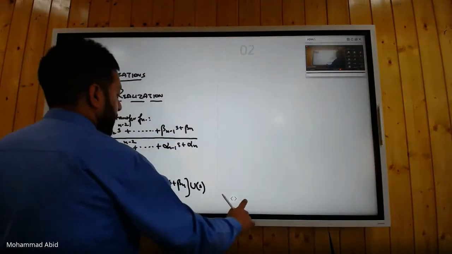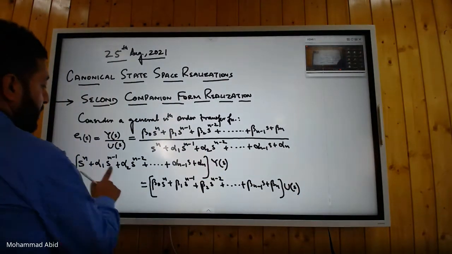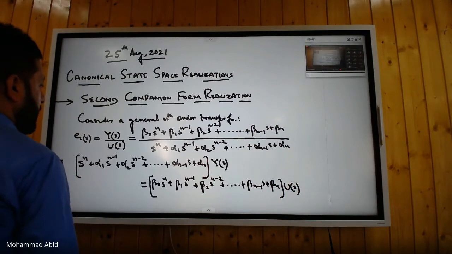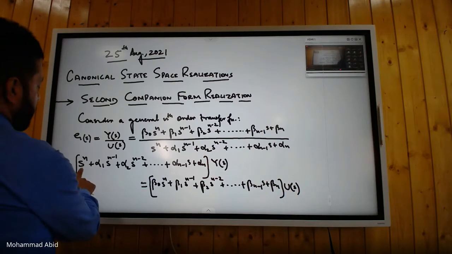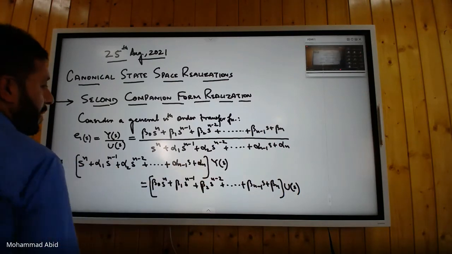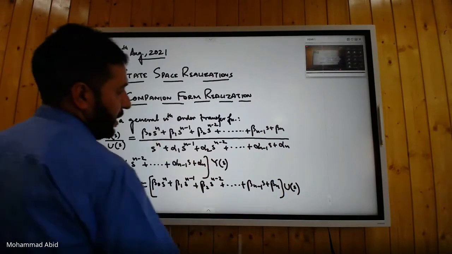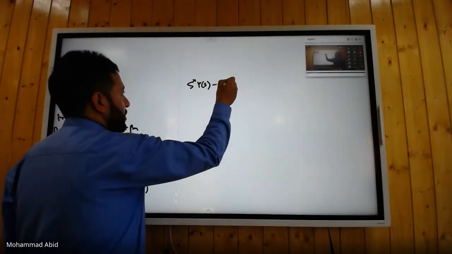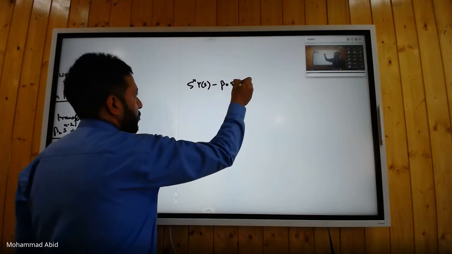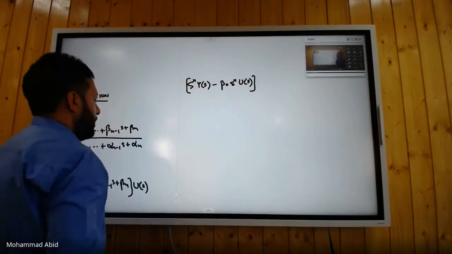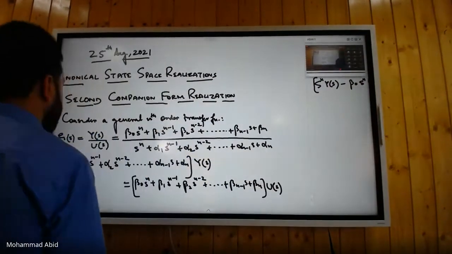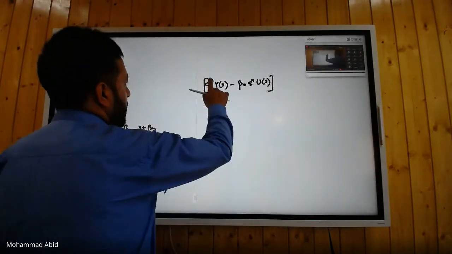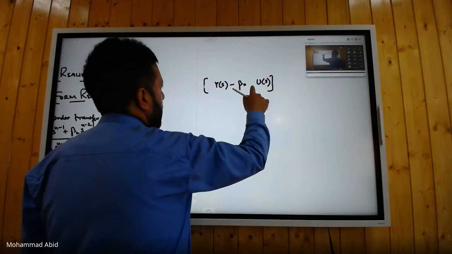After that, I combine the terms. Like s to the power n term is here as well as here. I'll combine these terms. So if I just combine the various terms involving s to the power n, what will I get? I'll get s to the power n Y(s) minus beta naught s to the power n U(s). This is the first term I'll get. Then the s to the power n minus 1 terms I will also combine. I can even take this s to the power n common here.